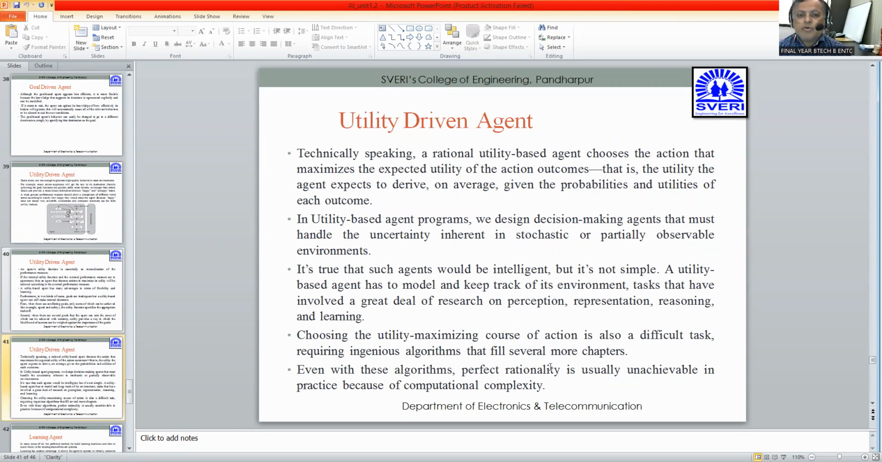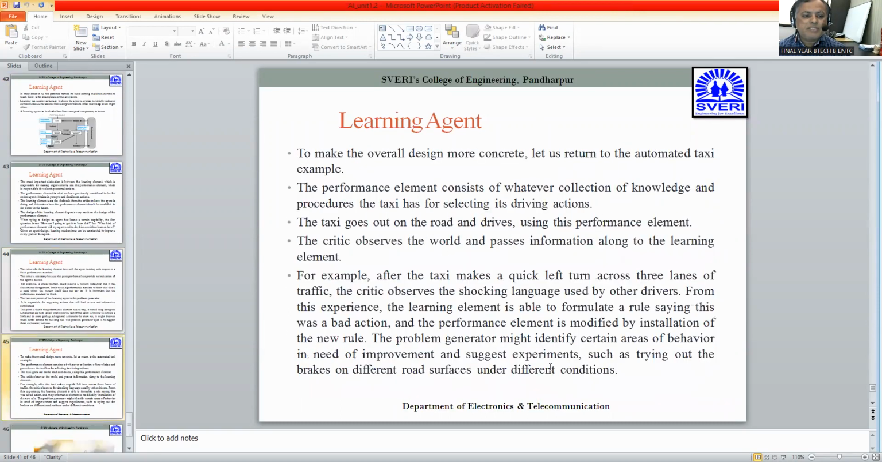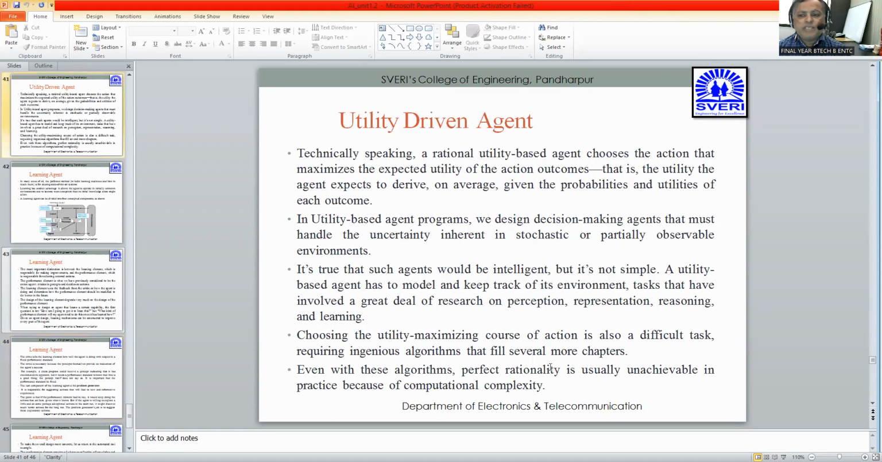So this is all about the utility driven agent. Now we have only one agent remaining, the learning agent. So next time we'll finish it, and then we'll have the revision, and this unit chapter will be finished. Okay, so we'll stop here.